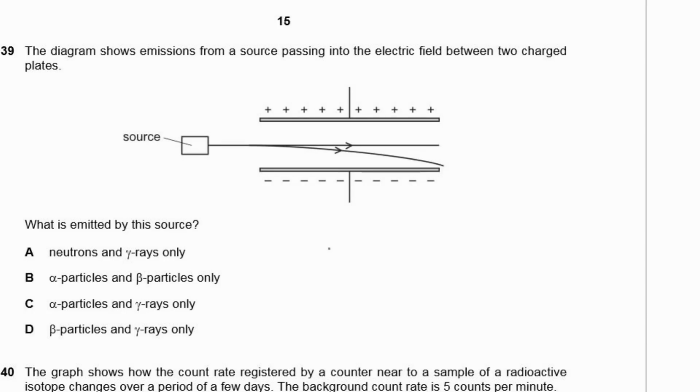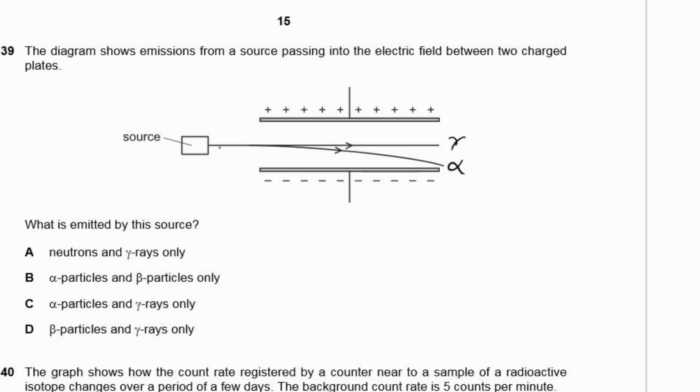39. The diagram shows emissions from a source passing into the electric field between two charged plates. We've got two rays travel through. One is not attracted to positive or negative charge. That is a gamma ray. And the one which is attracted to the negative charge is positively charged. So it's an alpha particle, because an alpha particle is two positive charges.